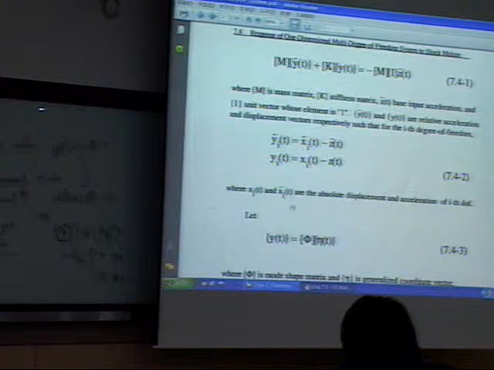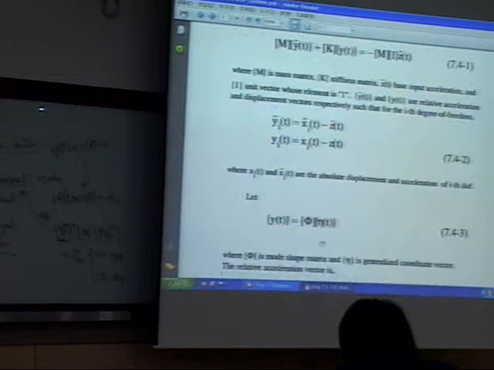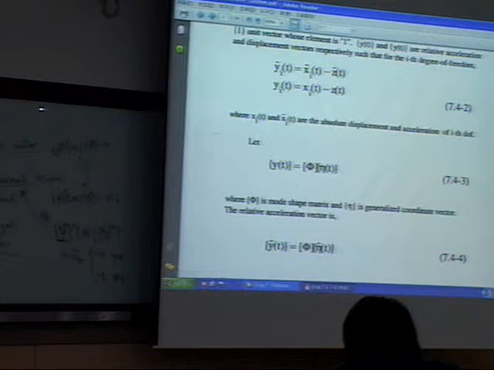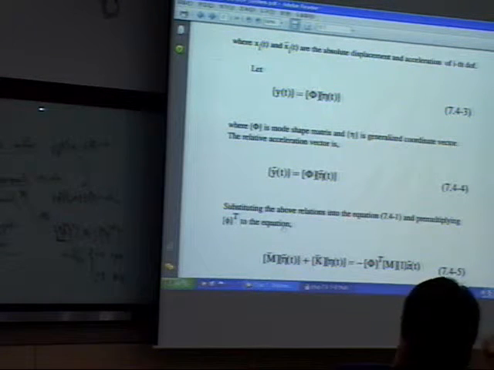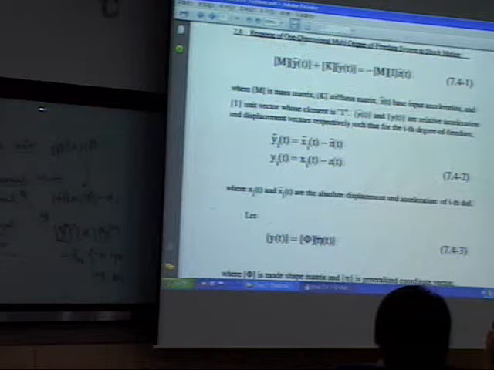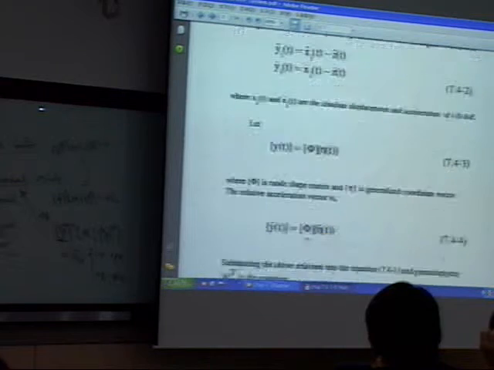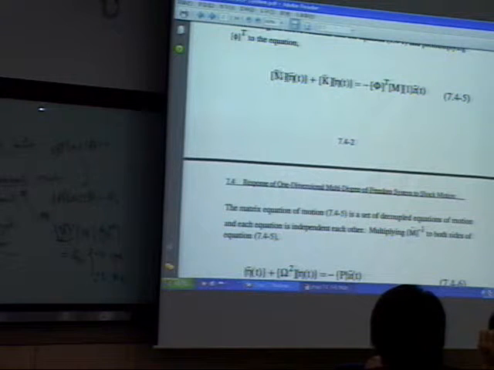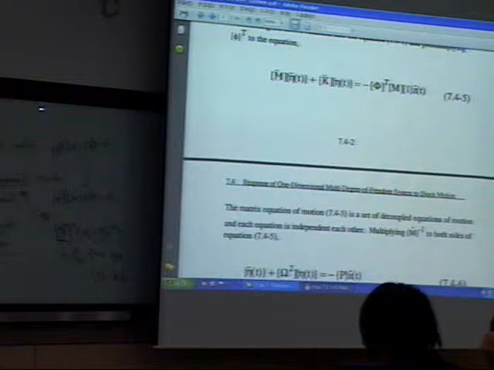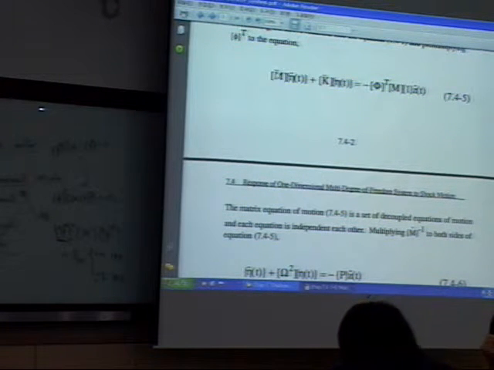Now you let y is equal to phi times eta. What am I doing here? Modal transformation, right? So that's what I'm doing. Double dot is going to be this. Then you pre-multiply the phi transpose here. Then you have this. Then over here, what's the m bar? Phi transpose m times phi, right? That's the m bar.